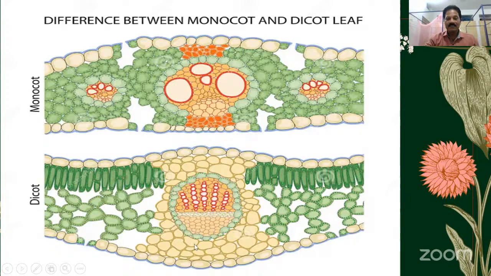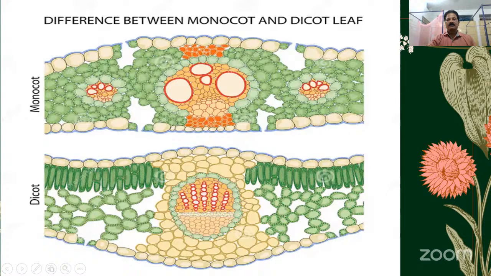These are bundle sheath extension. This is a simple ground tissue, parenchymatous tissue surrounding the midrib region is simple parenchyma. Here it is sclerenchyma patches are there. These are bundle sheath extensions. Here also bundle sheath is there. This is simple parenchyma. Here also bundle sheath is there. But this is sclerenchyma bundle sheath. This is parenchyma bundle sheath.